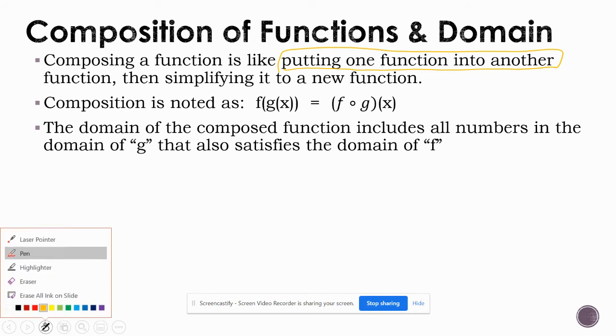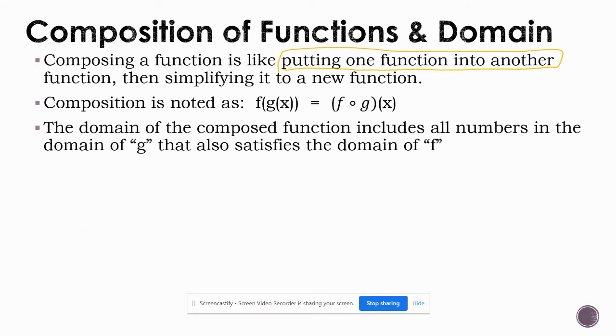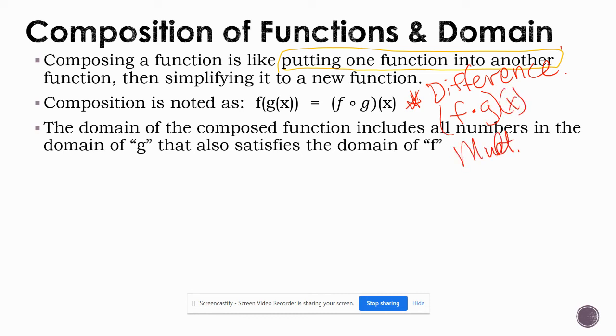Now, right here is going to be a very important note card. Make sure you pay attention to the difference between f closed circle g of x, which is multiplication, versus f open circle g of x, which is composition. That should go on your note cards. That's super important.